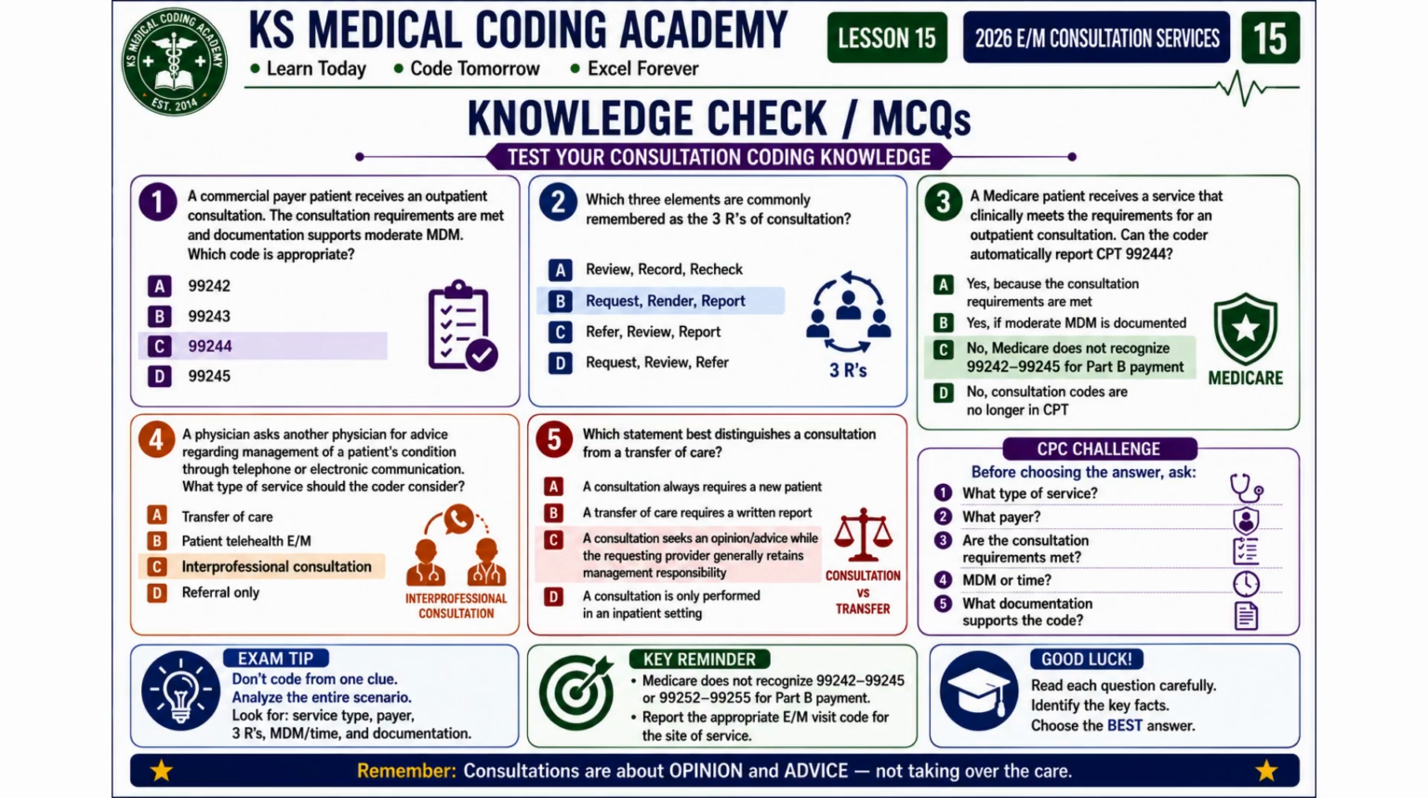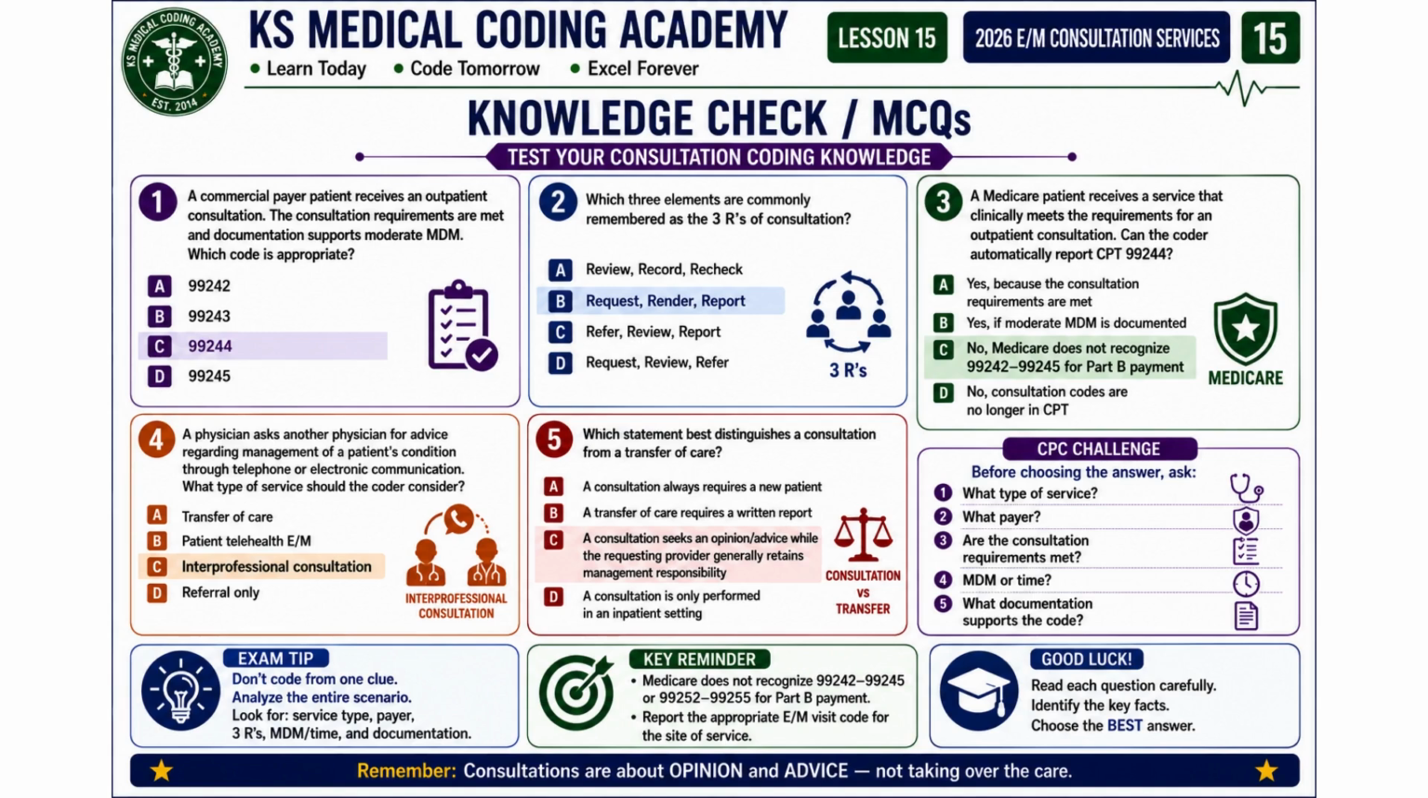Now it's time for our knowledge check. These CPC-style questions will test the most important concepts from this lesson. Question 1 focuses on outpatient consultation coding. Look at the payer and the documented MDM before selecting the code. Question 2 tests the 3 R's of consultation: request, render, and report. These are essential concepts to remember.